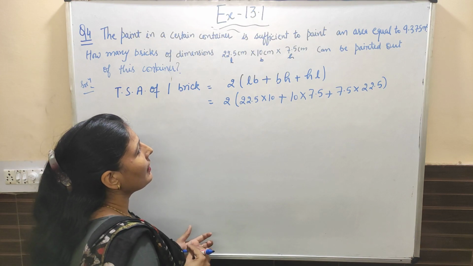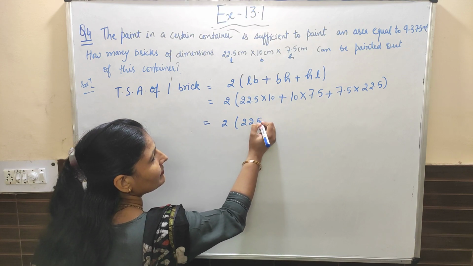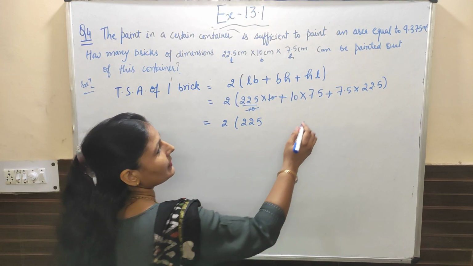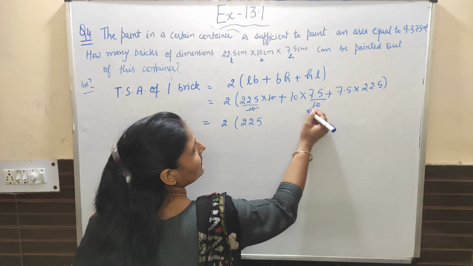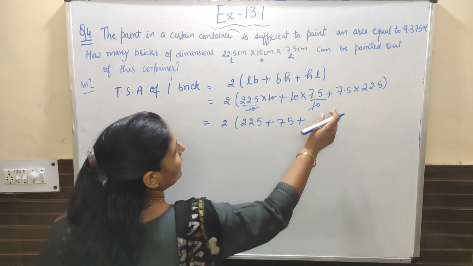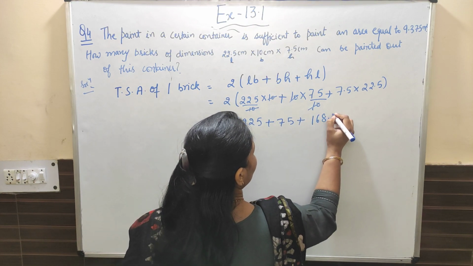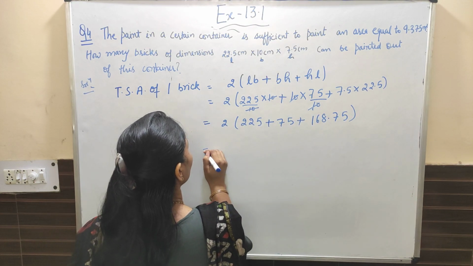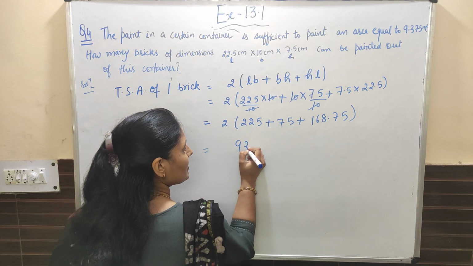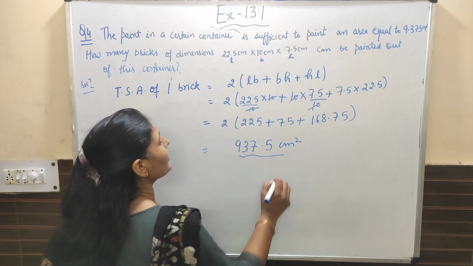Now we have to calculate them. We will get 225, because when we remove this decimal we get 10 in the denominator, and it will cut with this. Again here, 10 will cut it out. And now here we have to calculate. We multiply these terms and get 168.75. Now add all these terms and multiply with 2. Then we get the total surface area of the brick as 937.5, the unit is centimeter square.